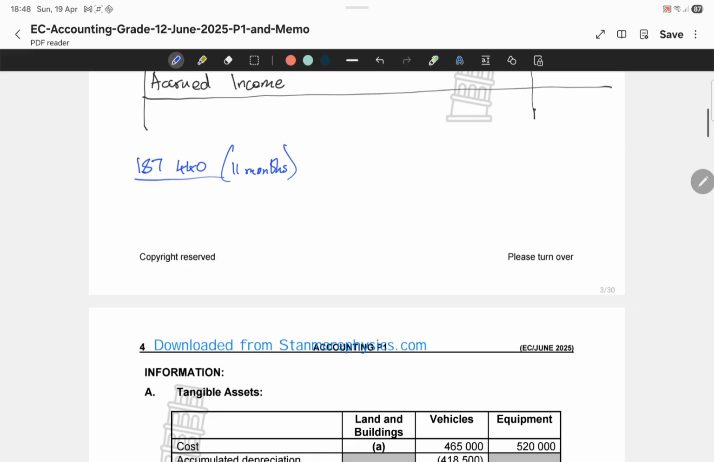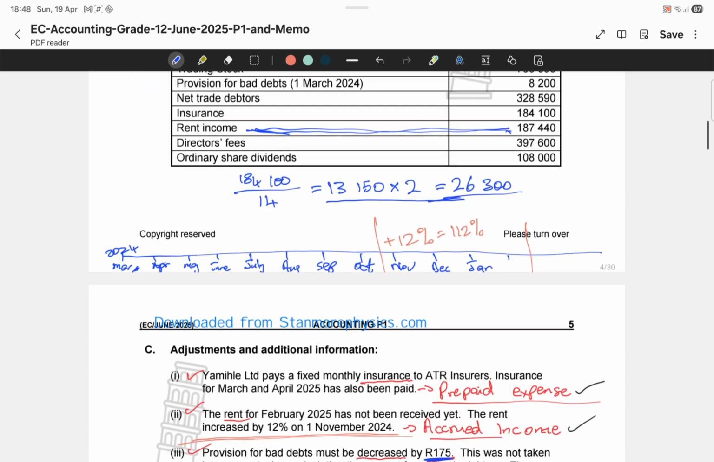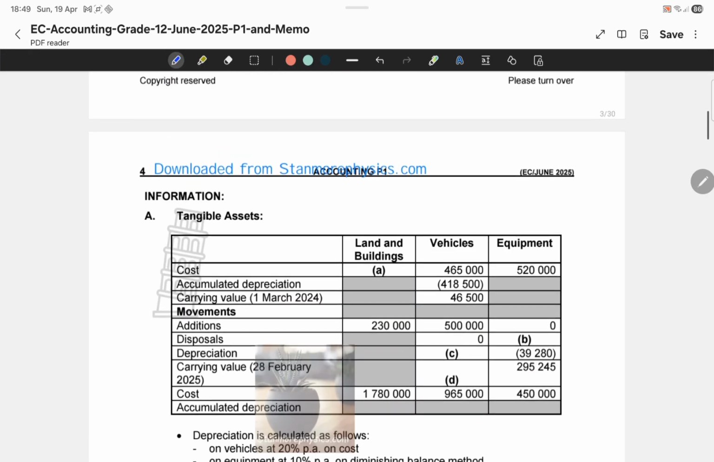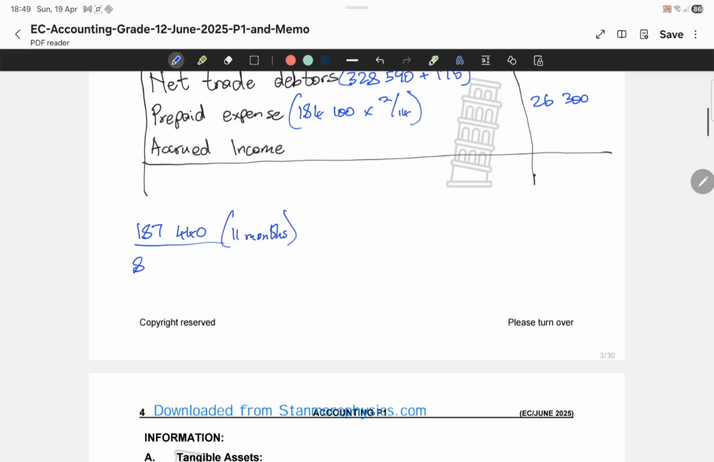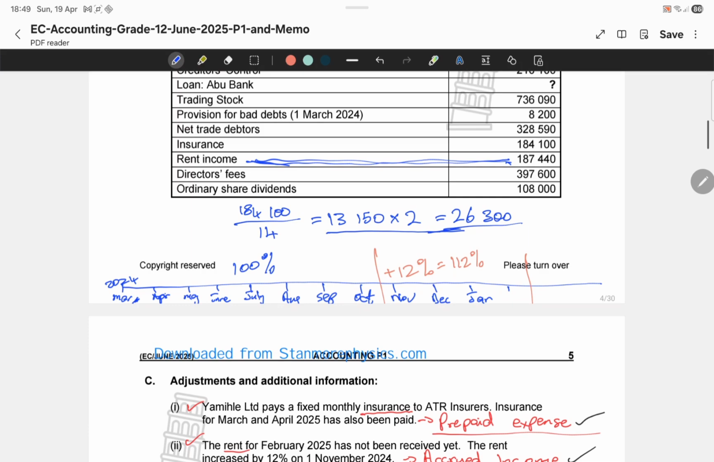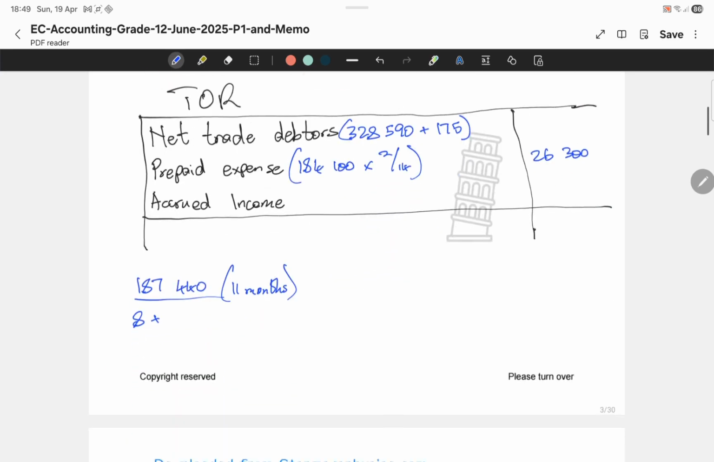Now, to find how much the rent for February is, we are going to count the number of months where the rent was still 100% and the number of months where rent was increased by 12%. We are going to start with the one with 100%. This part is 100%. Okay, it's 1, 2, 3, 4, 5, 6, 7, 8. So we got 8 months that was 100%. We're going to say plus the number of months after increasing by 12%, from November up until January. It's 1, 2, 3 months.